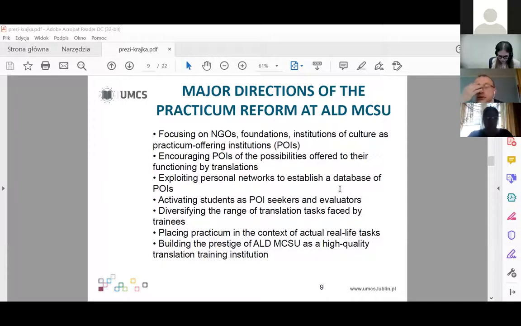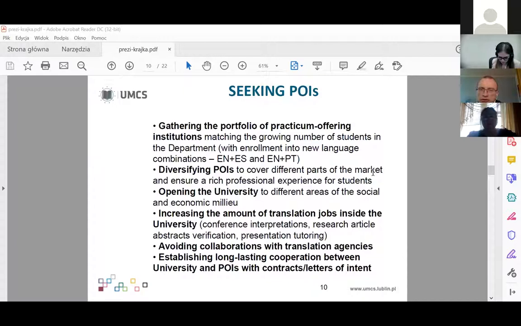We wanted to diversify the range of translation tasks. We wanted to put the practicum in the context of real life tasks rather than hypothetical discussions over terminology, for instance. And of course, we wanted to raise the prestige of the Applied Linguistics Department as a high quality translator training institution. So what we managed to do was gather a portfolio of practicum offering institutions that is relatively diversified. We also, in this way, at least to some extent, opened the university to different areas of the social and economic surrounding. What is still to be done much more is increasing the amount of translation jobs inside the university, so internal practicum, doing more for other faculties, other institutes inside the university.